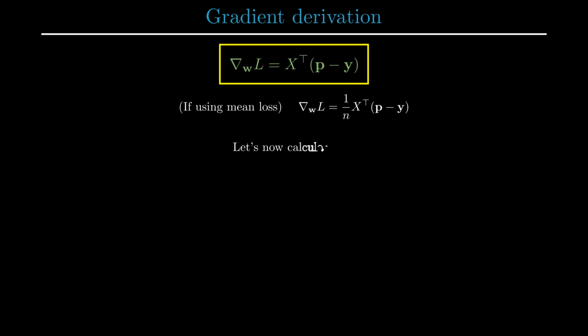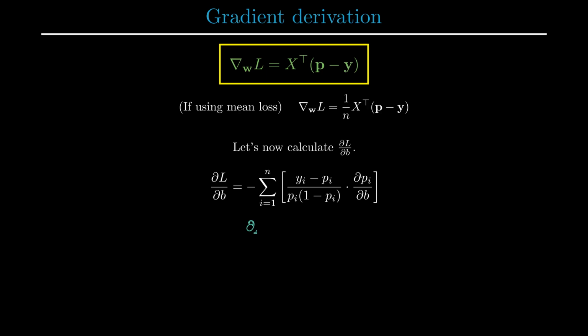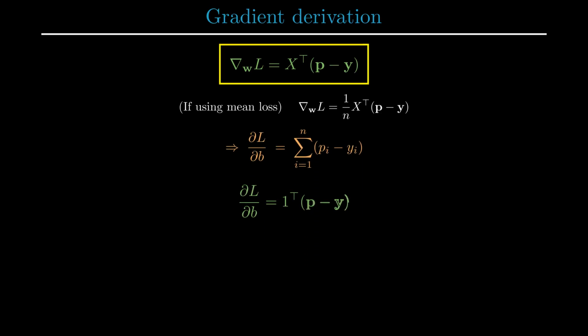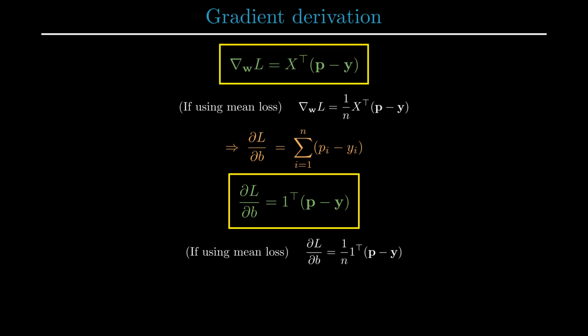The bias term follows the same logic. Its gradient is simply the sum of prediction errors. Again, everything depends on predicted probabilities minus true labels.